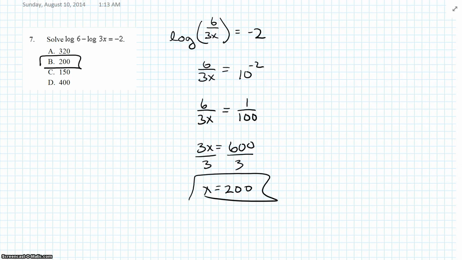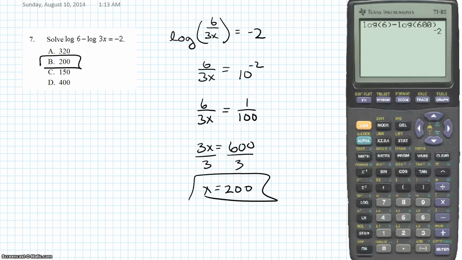Okay, so let's just double check real quick. Due to time, I went ahead and wrote it in the calculator. Log of 6 minus the log of 600 is equal to negative 2. So the answer B does work. Okay, that concludes 8.5 for us.